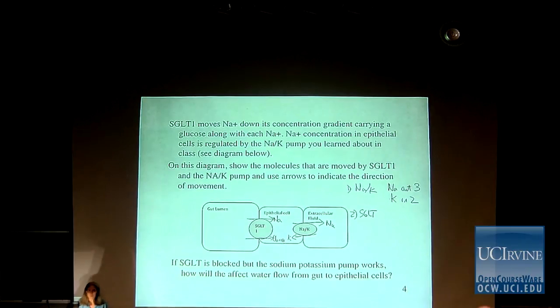And a lot of people just left this one completely blank. I think it's because you look at it and you feel like, I just don't know where to start. So start small with the things that you know about, and then branch out to the things you feel less comfortable with. Now, the last part of this problem was a little bit harder. If SGLT is blocked, but the sodium-potassium pump works, how will this affect water flow from the gut into the epithelial cells? So go ahead and talk among yourselves in just a minute, and I'll ask you to vote.